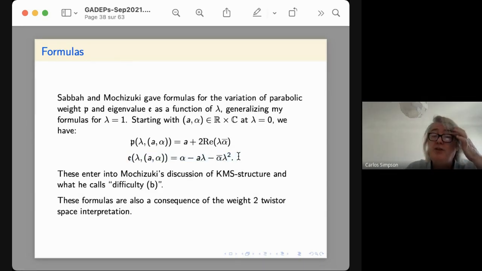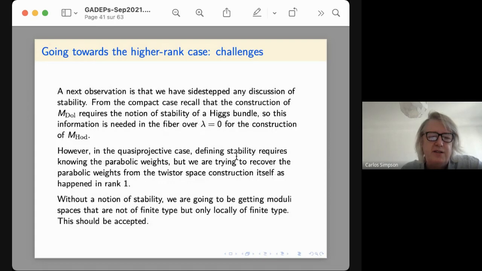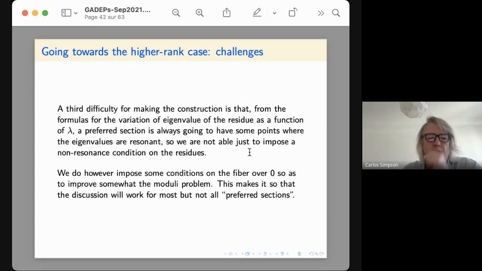Well, you can see that it depends on lambda. So there's no way of saying that it's going to have two different values of lambda where it's equal to 0, for example, right? There's no way of saying that it's always going to satisfy the non-resonance condition. So we can try to impose some type of non-resonance condition, but we're not going to be able to say it's just supposed to be non-resonant everywhere.